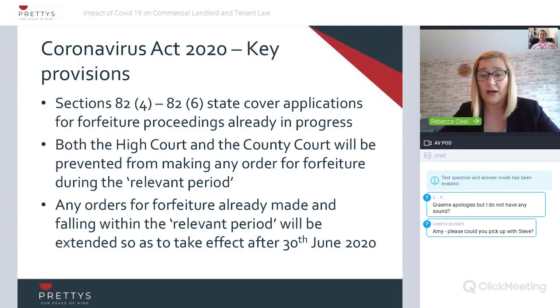So both the High Court and the County Court are going to be prevented from making any order for forfeiture during the relevant period. So that, again, is from the 1st of March to the 30th of June. Any orders for forfeiture already made and falling within the relevant period will also be automatically extended. So let's say you've gone to court, you've got your order granting repossession of the property. Again, that's going to be extended until after the 30th of June. Splendid.